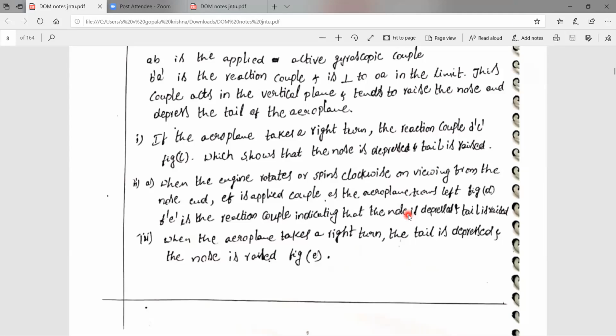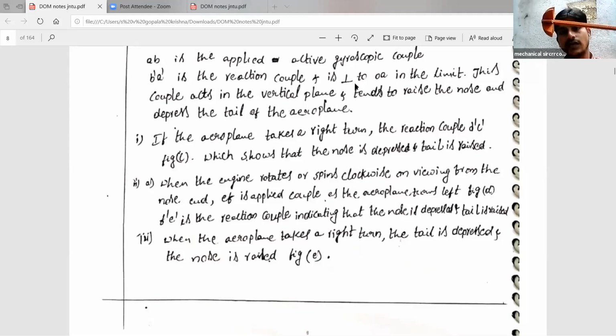The plane will take a left turn. Okay, left turn. Again, it may also have a left turn, and the plane will take a left turn. So the effect of gyroscopic couple is, that means our turning movement and our direction of rotation will be in the same direction, if you are observing that. So when we have that, the nose is dipped and the tail is raised.